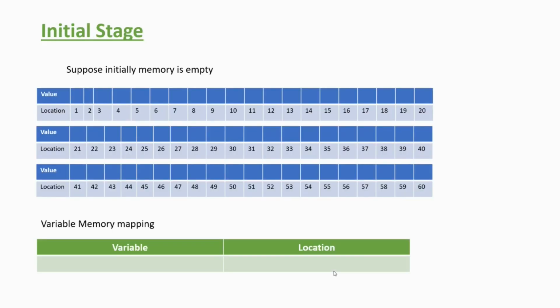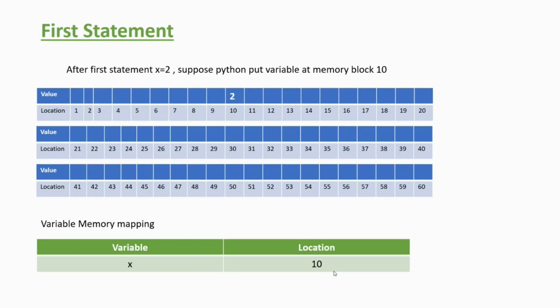Initially there is nothing in the memory. Suppose we have 60 memory blocks to save the data. Practically the memory may be hundreds of megabytes, but for understanding purposes, let's assume we have 60 blocks where Python is storing the data. Now when I execute the first statement x equal to 2, Python will try to find a free block. Let's assume by some logic the Python interpreter found that block number 10 is the best. So Python will save the value of x, which is 2, in block number 10.